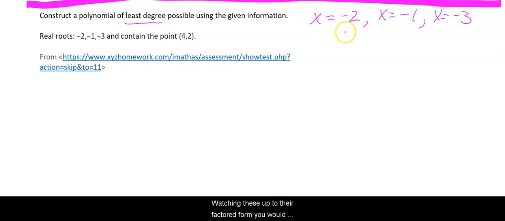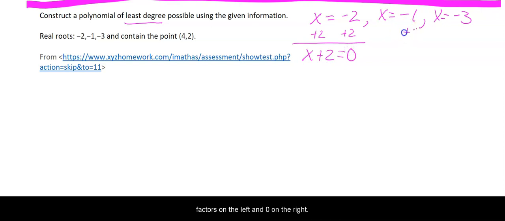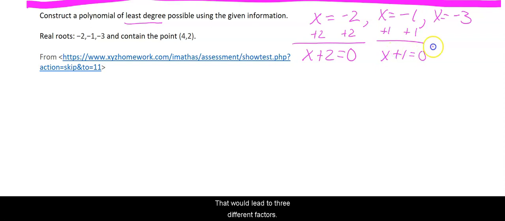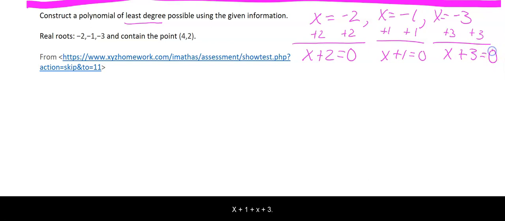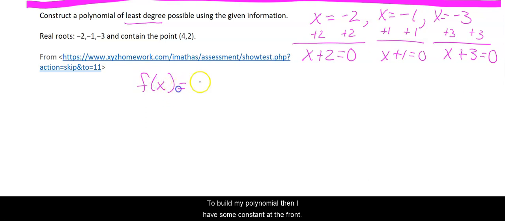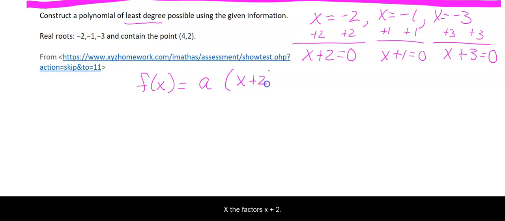Backing these up to their factor form, you would move the constant to the variable side to get the factors on the left and 0 on the right. That would lead to 3 different factors. The 3 factors we would end up with would be x plus 2, x plus 1, and x plus 3. To build my polynomial then, I have some constant at the front times the factors x plus 2, x plus 1, and x plus 3.